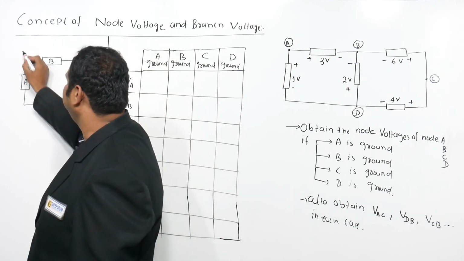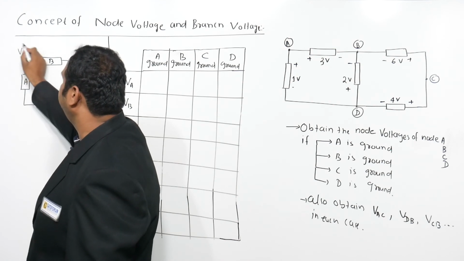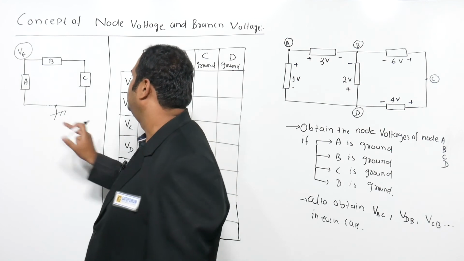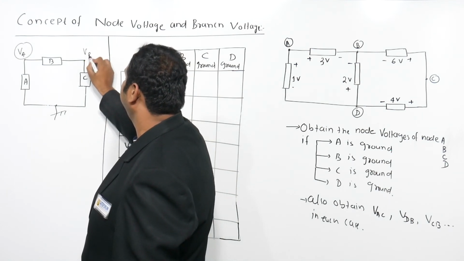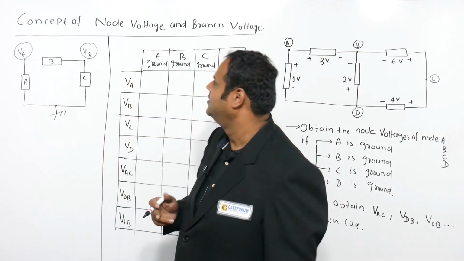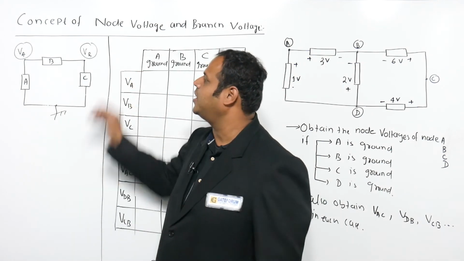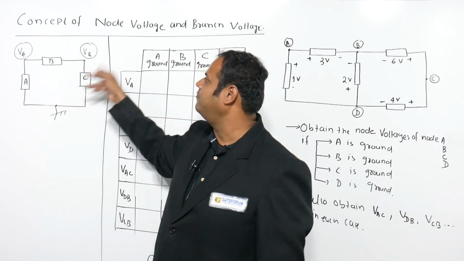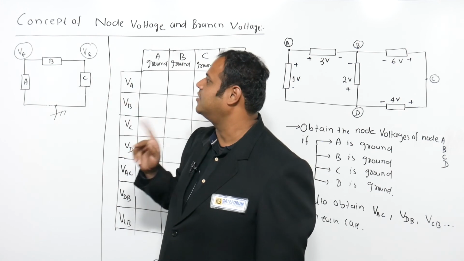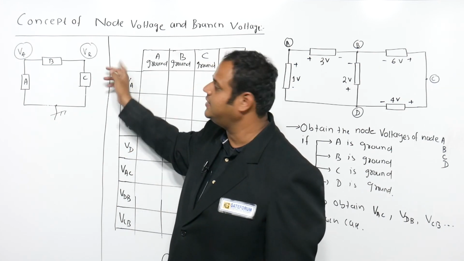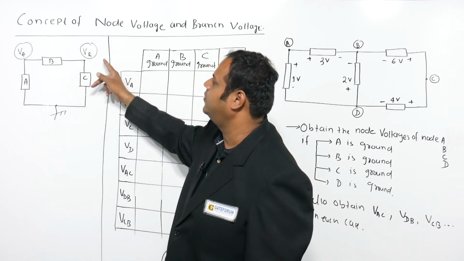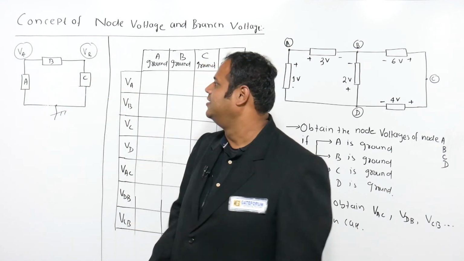If I say this node voltage is VA, it means this point's potential with respect to ground is VA. And if I say this is VB, this point's potential with respect to ground is VB. So in any network, you can define any node voltages, but by default, those are referred with respect to the ground. If somebody says this is VB, it should come to mind that this is VB with respect to ground. There could be many other nodes, but when you talk about a node voltage, it has to be with respect to ground. So this is the node voltage.